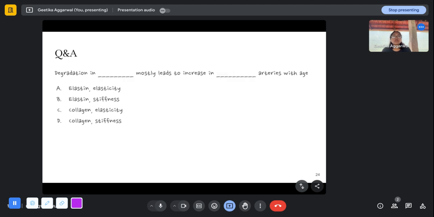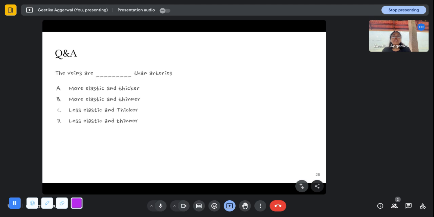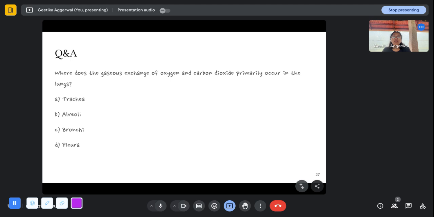Degradation is dash mostly leads to the increase in dash arteries with age. So degradation of what leads to an increase in what? So degradation of elastin leads to an increase of stiffness in the arteries with age. At any given point, arteries hold what amount of blood compared to veins? They actually hold less blood than veins at any given time. The veins are dash than the arteries. It should be obvious. They are less elastic and they are thinner than the arteries.